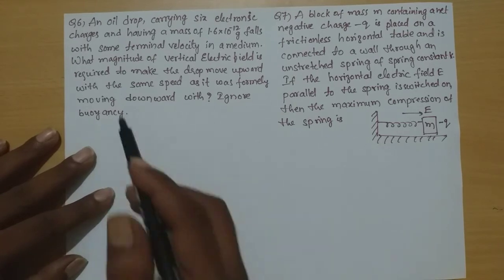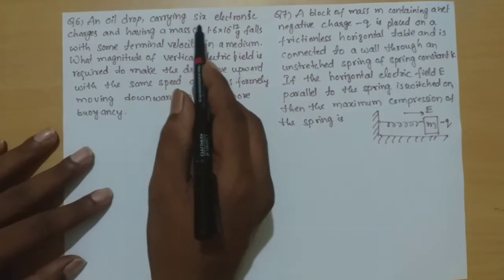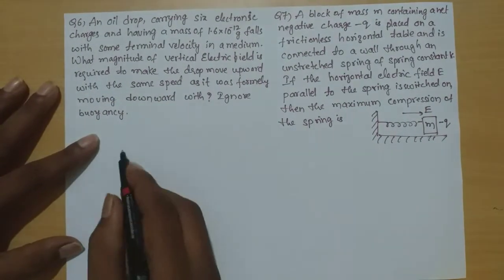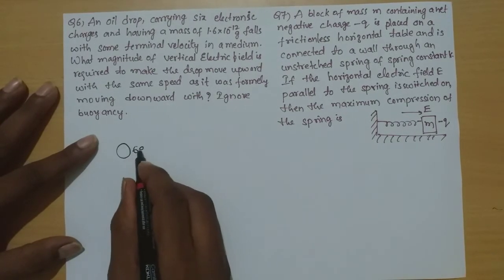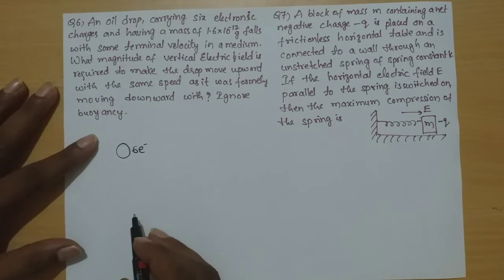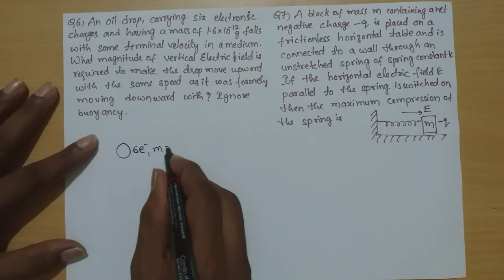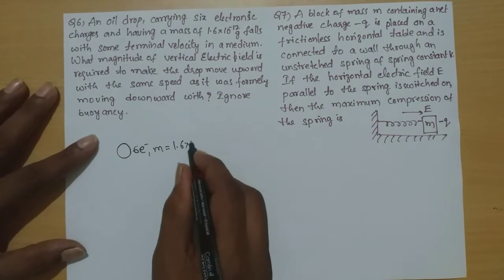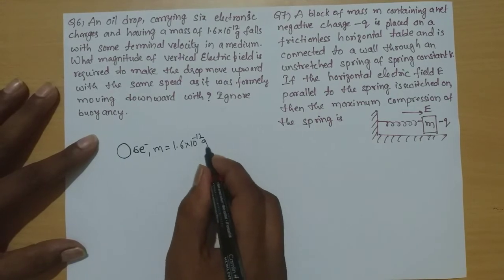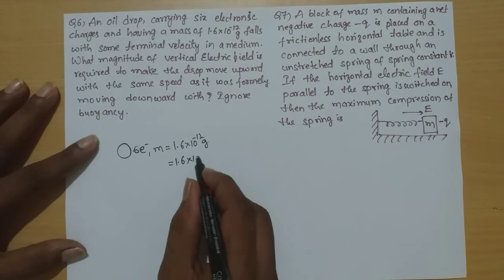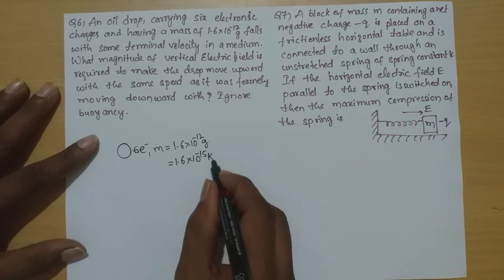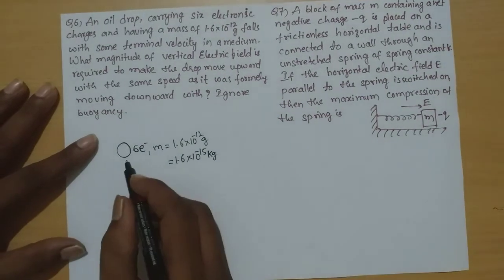Okay, see the next question. An oil drop carrying 6 electronic charges. This is the oil drop and it is carrying 6 electrons. The mass they have given is 1.6 into 10 power minus 12 gram. 1 gram equals 10 power minus 3 kg, so converting into kg, this is 10 power minus 15 kg. Okay, this is the oil drop now.